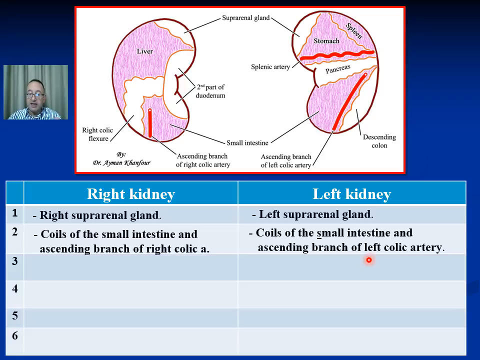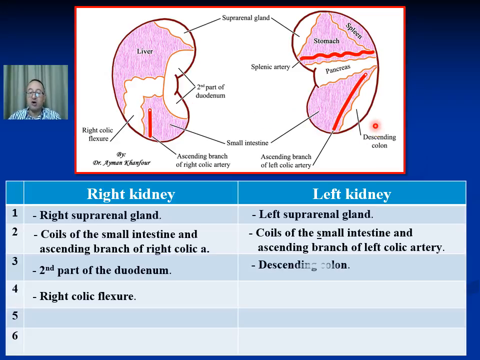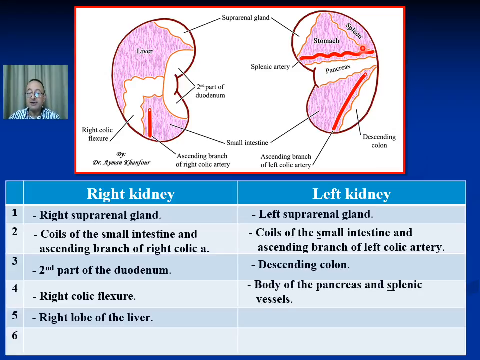What are the remaining intestine on the right side? Yes, I have second part of duodenum and right colic flexure. What are the remaining intestine on the left side? Yes, descending colon. What are the organs on the right side? Liver. What are the organs on the left side? Yes, I have the pancreas and splenic artery, spleen, and stomach.